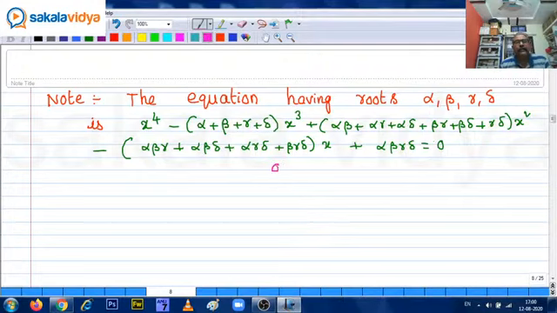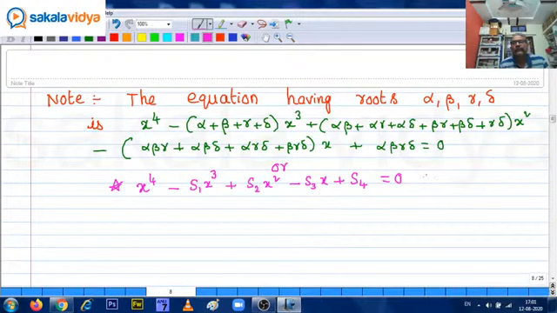Or this can be remembered like this: x to the power of 4 minus s1 x cube plus s2 x square minus s3 x plus s4 is equal to 0. This you can remember. Right.